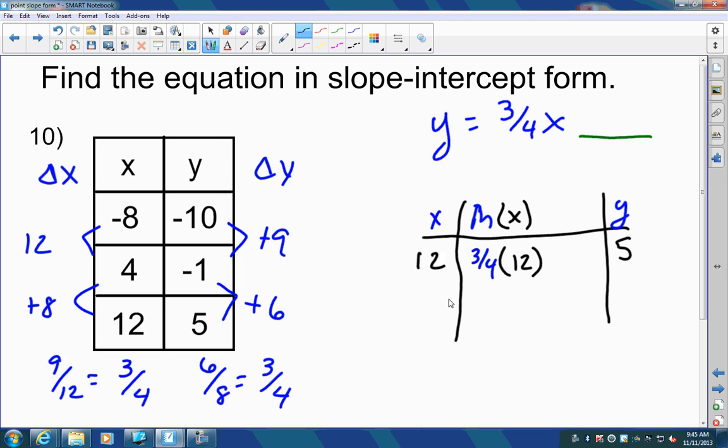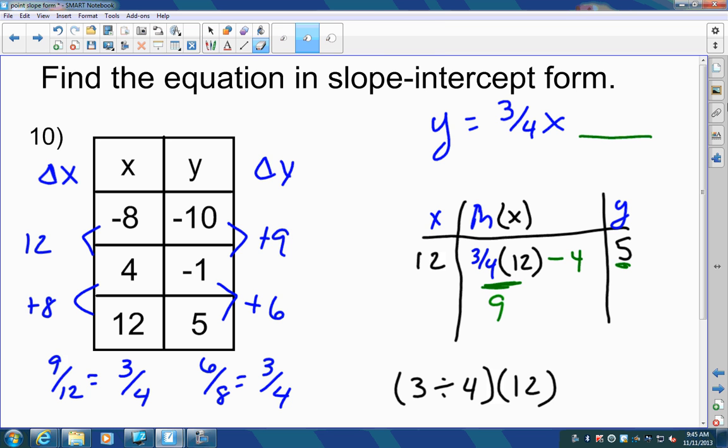Now, if you don't know what that is, put in your calculator, parentheses, 3 divided by 4, parentheses, parentheses 12. And when you go through and do that, that will give you 9. So as I multiply that together, I get 9. What do you have to add or subtract to 9 to get to 5? I have to subtract 4. So my equation becomes 3/4 x minus 4. Again, put it in the calculator, second graph, and make sure that those are the correct points.